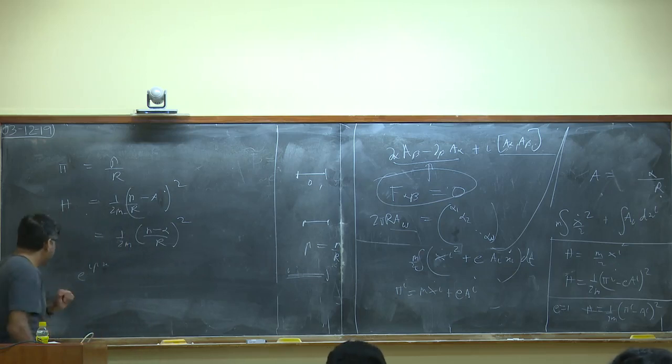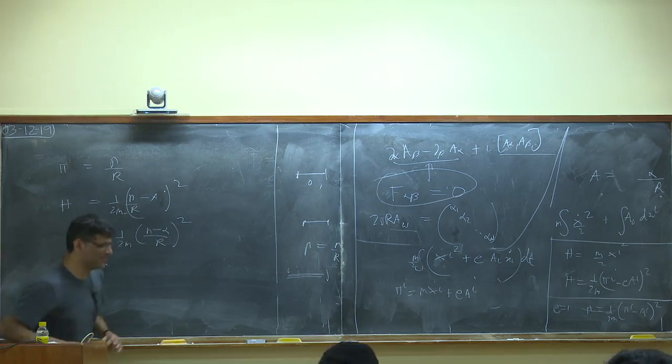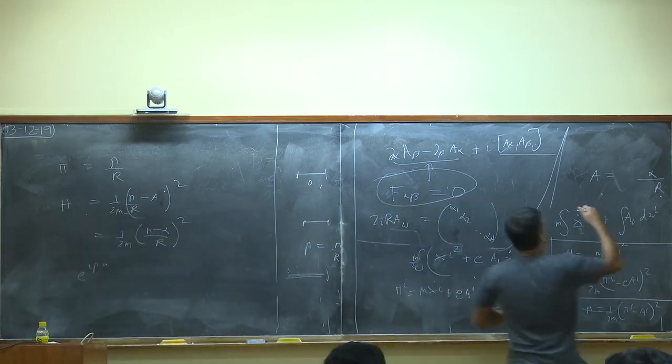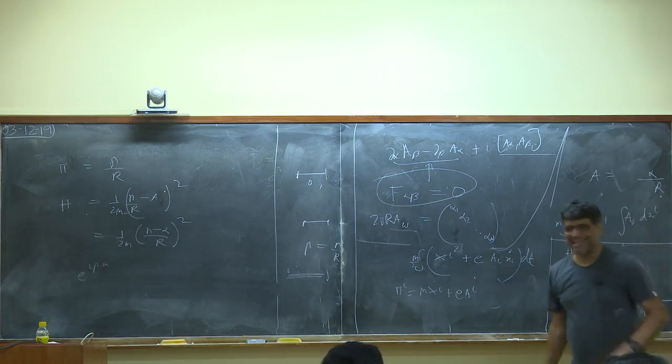Okay. Now where else have I messed up? Maybe for this case, alpha goes from 0 to 1. But you're right, alpha goes from 0 to 1, because the holonomy, when the holonomy becomes 2 pi, that is like having nothing.